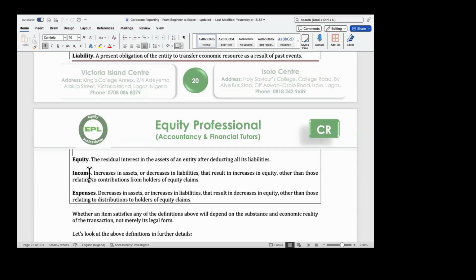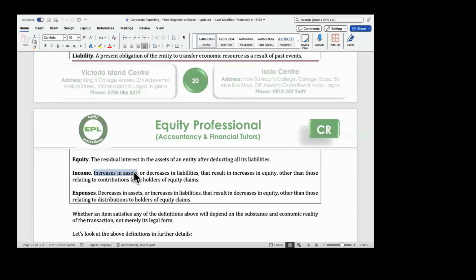The next is income. Income is an increase in assets, decrease in liabilities that result in increase in equity, other than those relating to contributions from holders of equity claims. So the first thing here is increase in assets. When your asset increases, that is an income. An increase in asset could be sales. When you use your assets, it generates sales. It will increase because you're going to make money. More money is coming in, right? An increase in assets could also be as a result of revaluation of that asset. It's an increase in asset too.